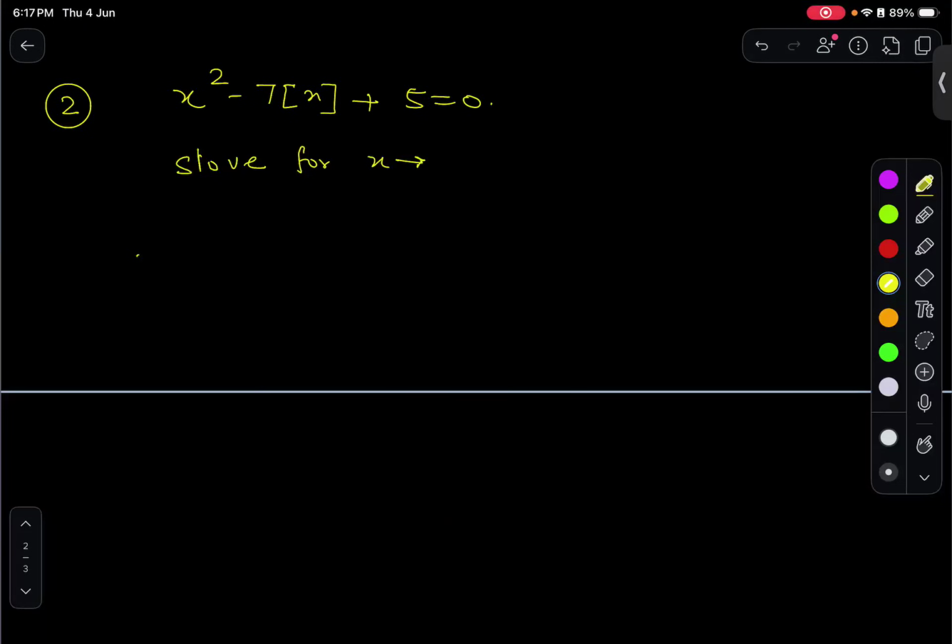Just have patience, go slow. It's a simple question, but solving is required. We have already done this type of question.